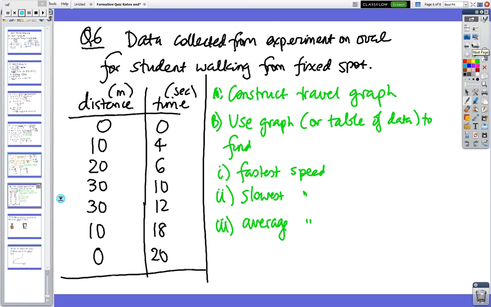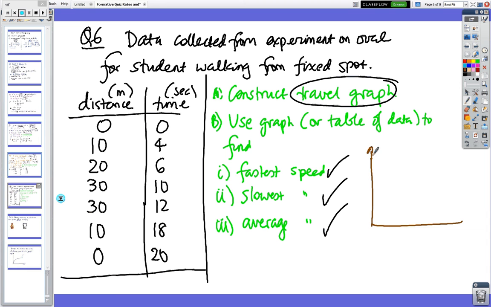Okay, so we've got data collected from an experiment on the oval like we've been doing before. There's the distances. Construct a travel graph, and then use, like we've been doing, the fastest, the slowest, and the average. So have a go, and when you're ready, come back. Okay, let's have a look.